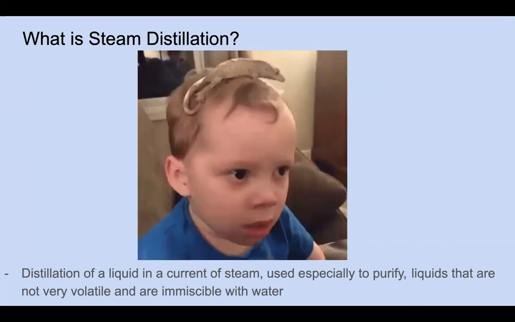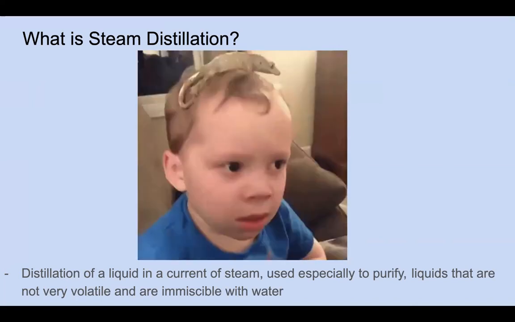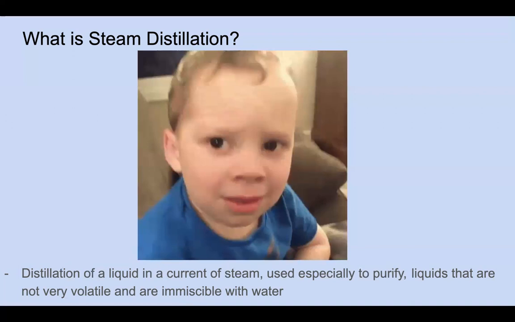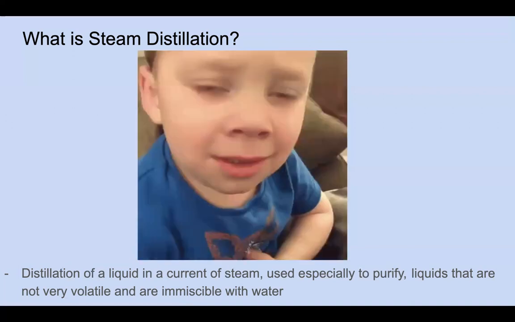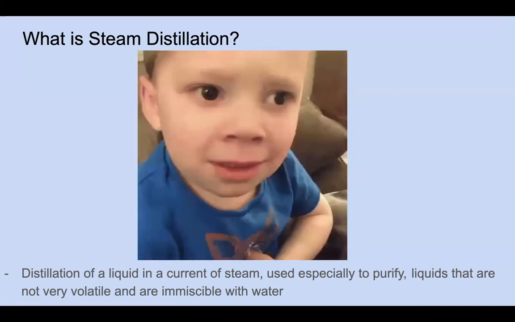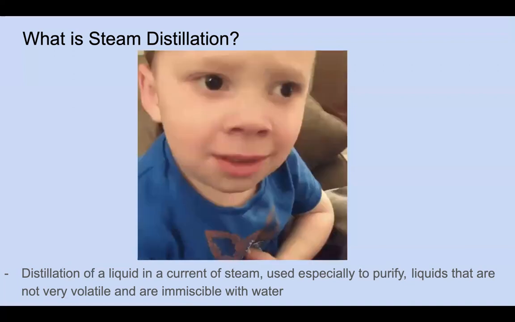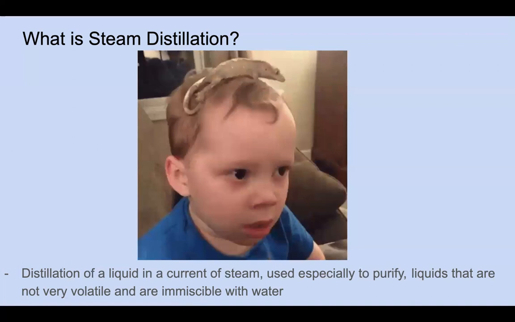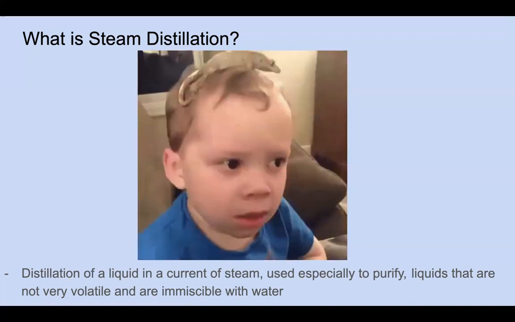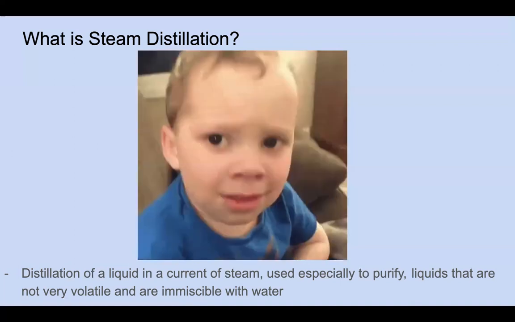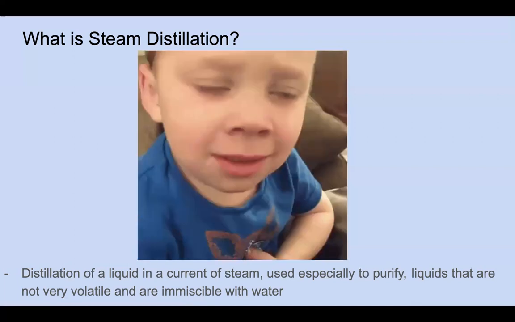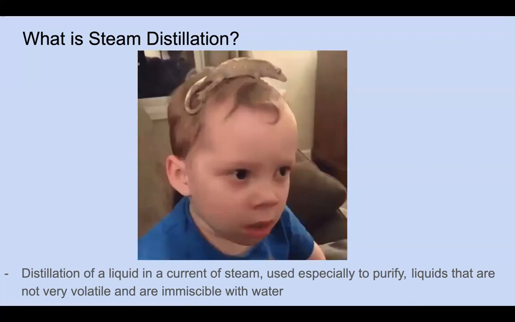Volatility is just saying whether it evaporates quickly or not, and that's based on boiling point. We know that eugenol, based on the chemical table shown before, boils at 254 degrees Celsius. Immiscible is in regards to whether or not it's soluble with water. Eugenol does not mix with water, and we will see that later on in the presentation.